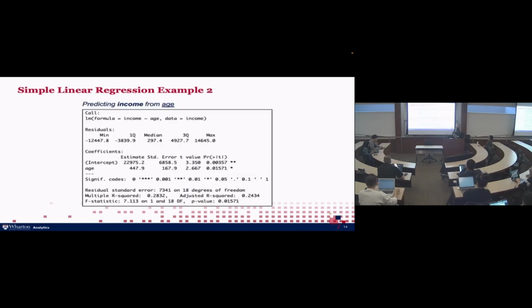Let's look at a different data set though. This is the same data set, but we're looking at different variables. Now we're predicting income from someone's age. I don't have any of the values highlighted or circled here. Does anyone want to give a crack at how to interpret this output? Anyone feeling bold?